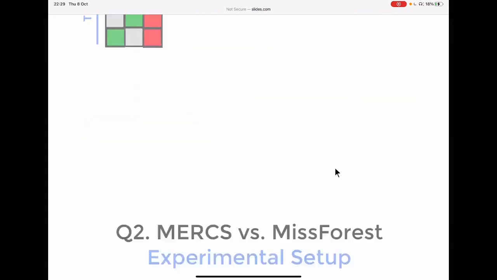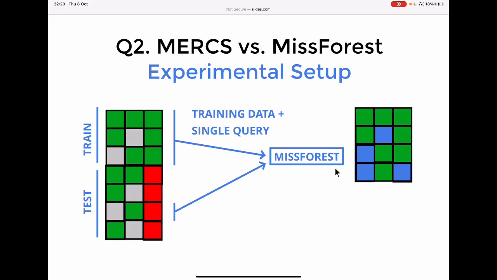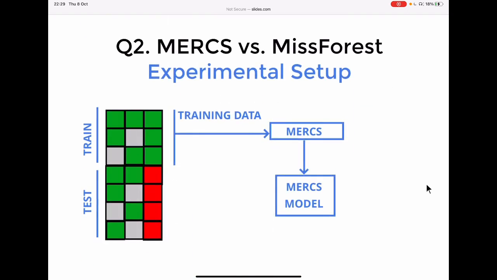And you need to do this, and this is crucial, for every test instance that comes in, because they don't come in at the same time. So again, you need to take your training data, extend it with one row of your test instance, and then you need to run the MissForest algorithm to finally get a prediction right here. MERCS is much more appropriate for this setting.